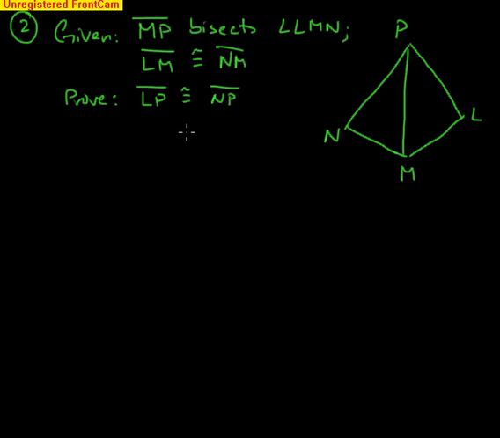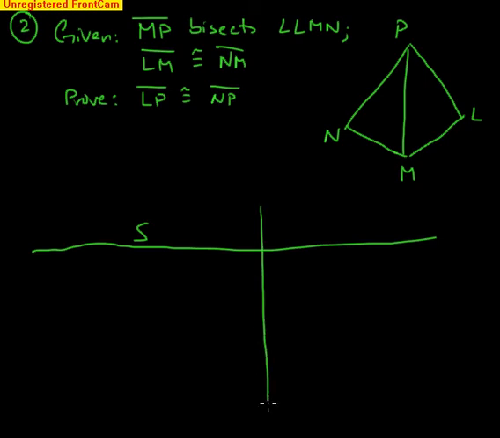Okay, so here is our next proof. So again, please copy it down at your own leisure. But the given is that segment MP bisects angle LMN, and that segment LM is congruent to segment NM. And we need to prove that two other segments are congruent, segment LP and segment NP. All right, down here we'll do our statements and our reasons.